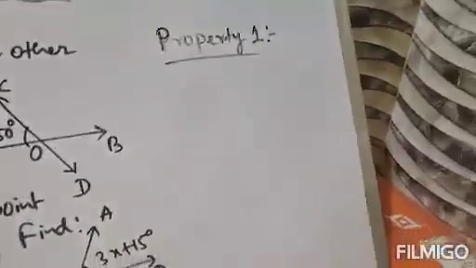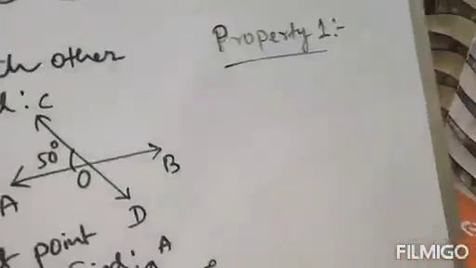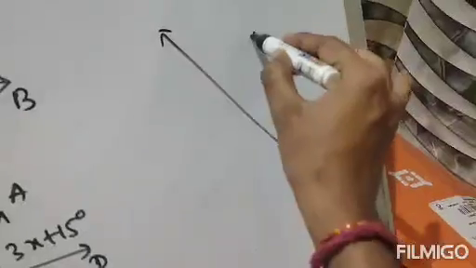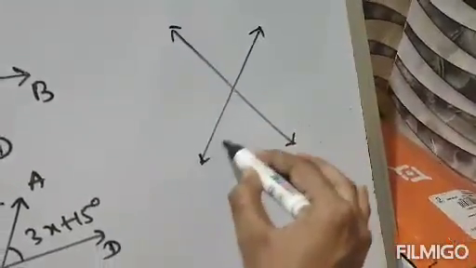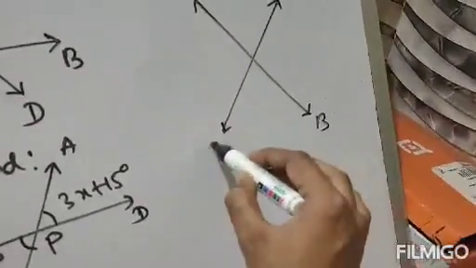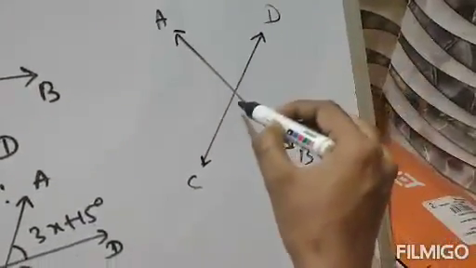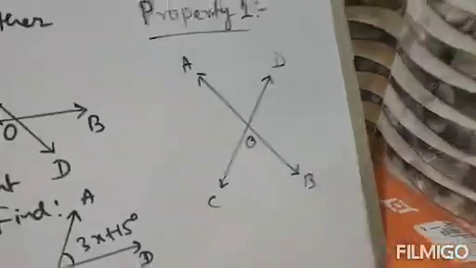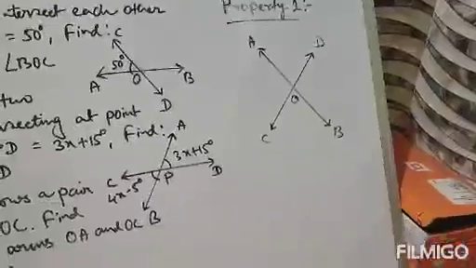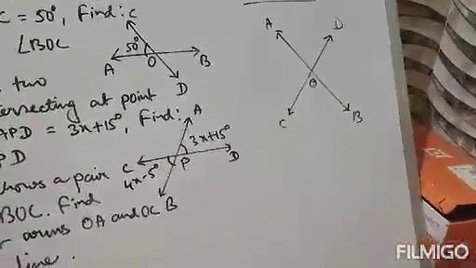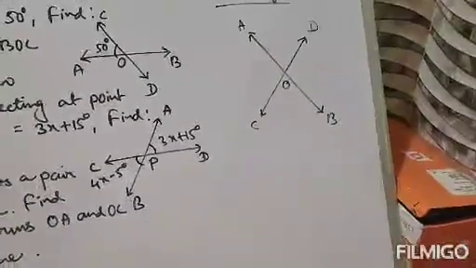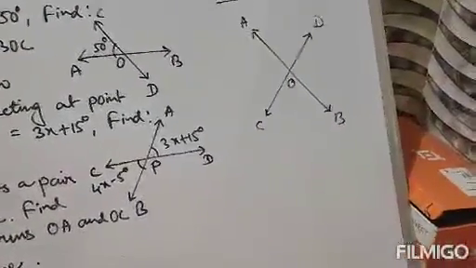It says that when two straight lines intersect each other, suppose there are two straight lines, one straight line is this and this is another straight line. Suppose this is straight line AB and this is straight line CD, and these two straight lines intersect at point O. Clear? So property 1 states that when two straight lines intersect each other, the sum of each pair of adjacent angles is always 180 degrees.